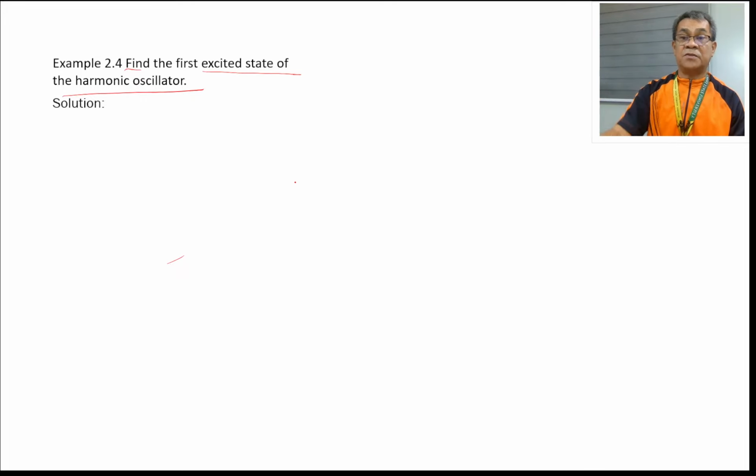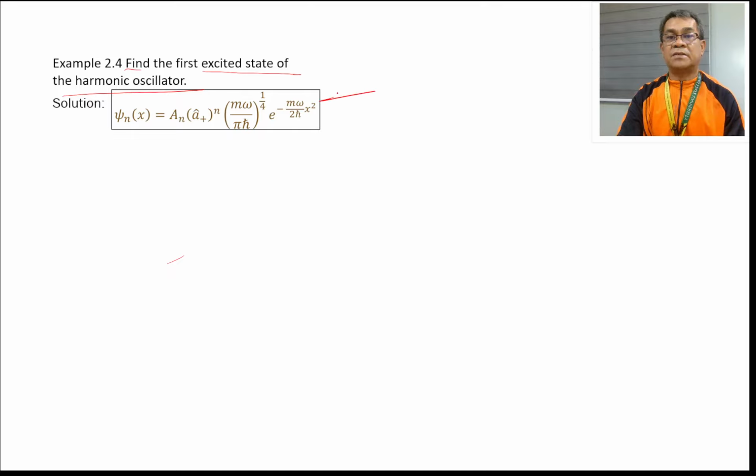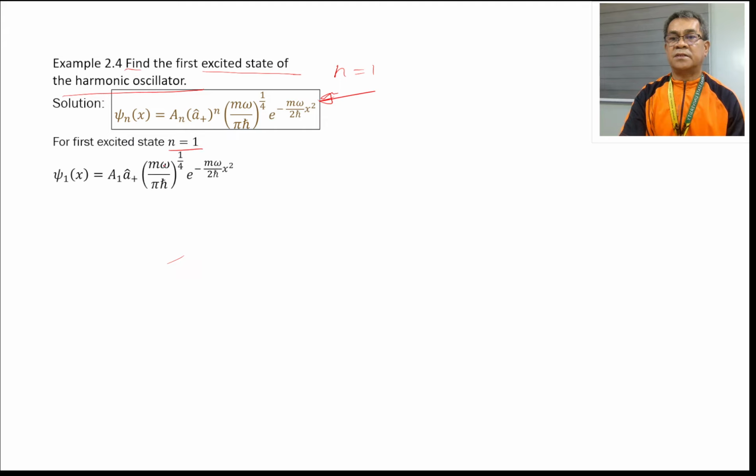We know already the ground state, so we have this formula. When we say first excited state, n is equal to one. So substitute that here, and it becomes one. Okay, A_n or A_plus becomes A_1, which is the multiplicative constant that we need in order to normalize, so that the total probability becomes 100%.